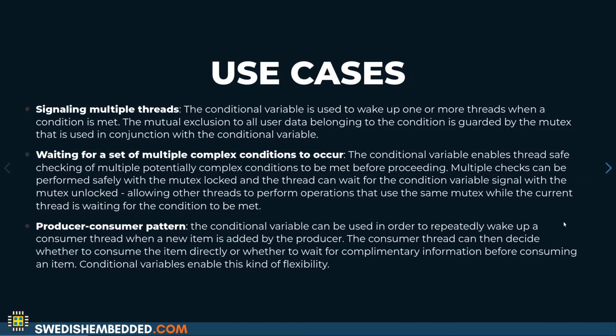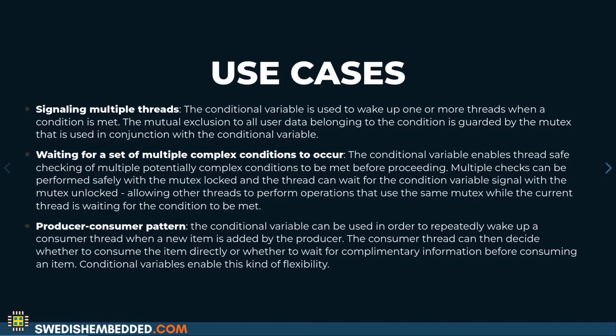We use the conditional pattern for three main purposes. Number one is signaling multiple threads. We can have a broadcast event that signals multiple threads that something has happened. We can use it for waiting for multiple complex conditions that need to be true in order for us to continue. And we can also use it to implement producer-consumer patterns.